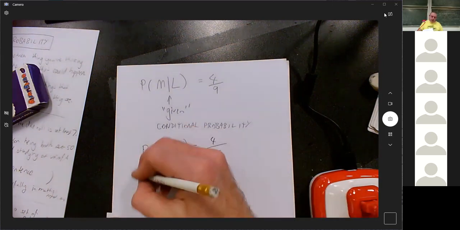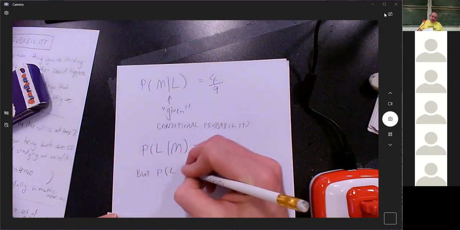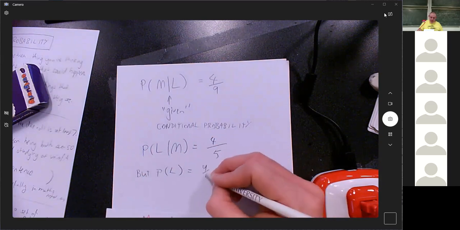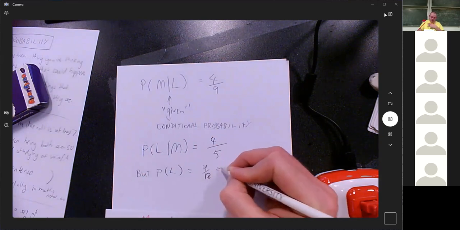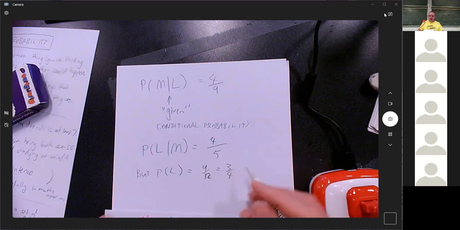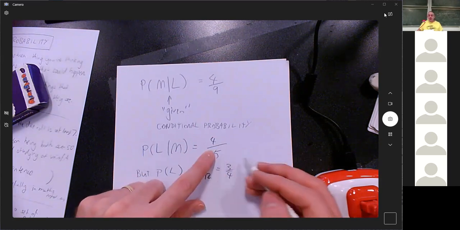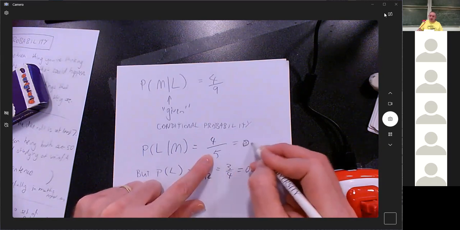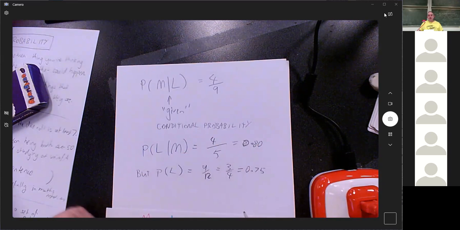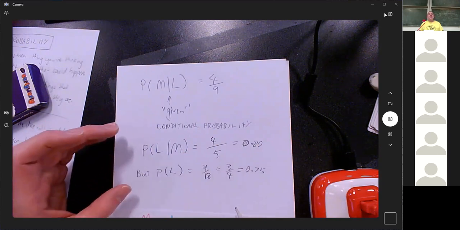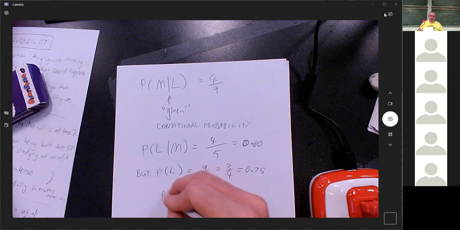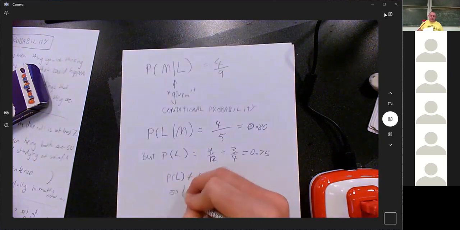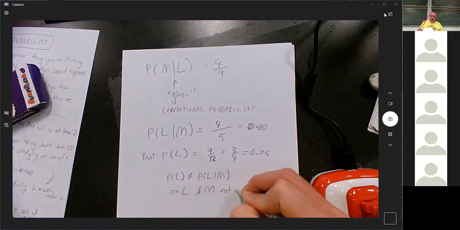So probability of L just all on its own was 9 out of 12, which is the same as 3/4. And 3/4 is not the same thing as 4/5. This is 75%, and this is 80%. So since these are not the same, they're not independent. So the probability of just L on its own is not the same as L given M. So L and M are not independent.